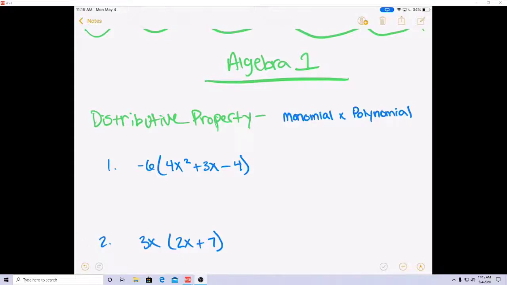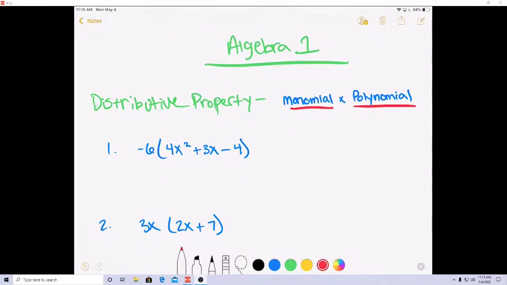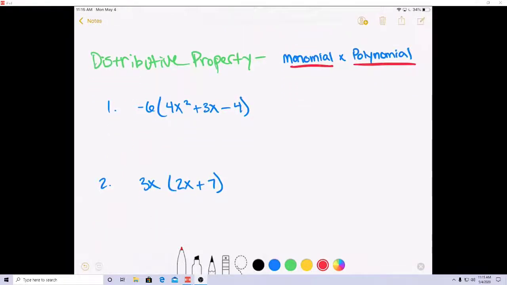It's when you have a monomial, one term, multiplied by a polynomial. And I say polynomial, but it can be two terms, three terms. It could be one term. It could be four terms. We're going to call it a polynomial because that's the generalization for it. Basically, you're taking one thing and you're going to multiply it to multiple things. And when you do that, you're going to do the distributive property, which we learned earlier this year.